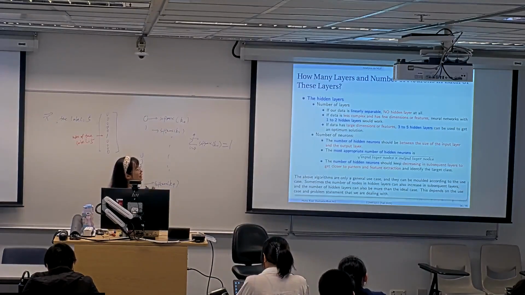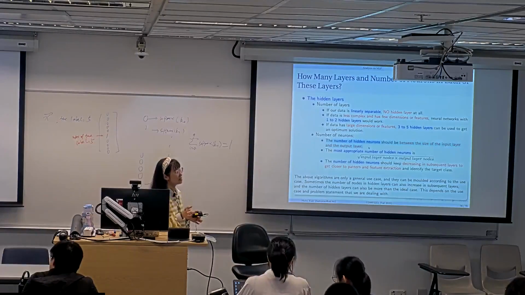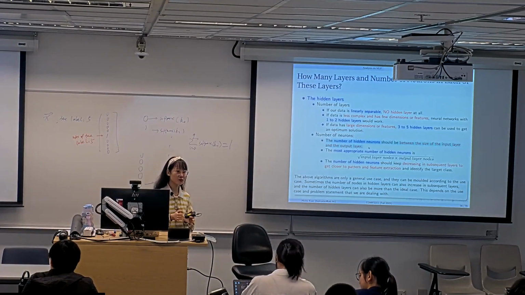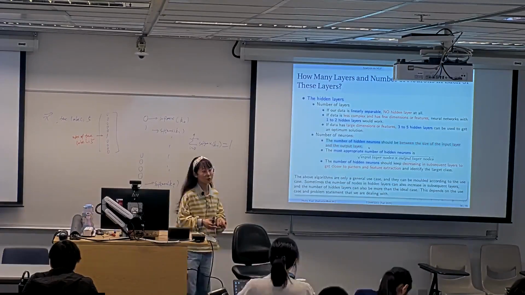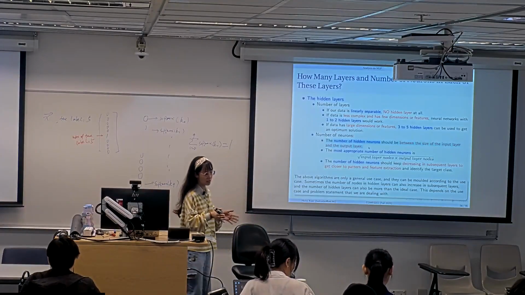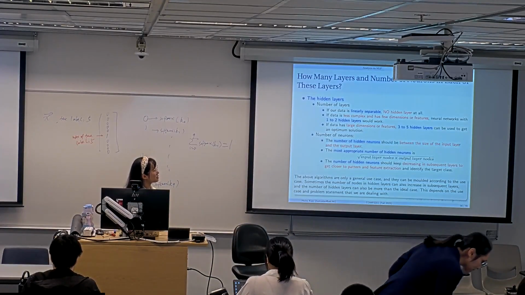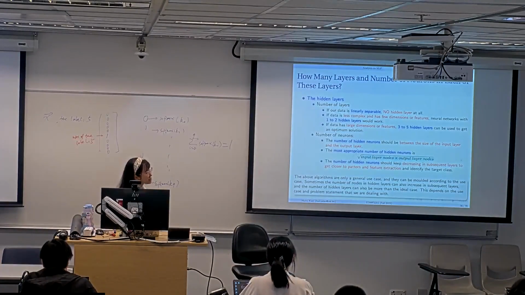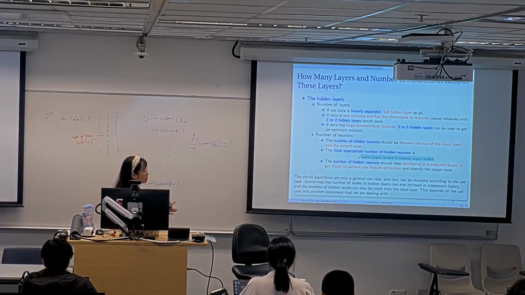And then let's look at the number of neurons. The number of neurons should be between the size of the input layer and the output layer. Like previously, we have 784 nodes in the input layer and 10 nodes in the output layer. So the hidden layer's number of neurons should be between these two numbers. And here is a rule of thumb. For the most appropriate number of hidden neurons, usually you can refer to this one: the square root of input layer nodes times output layer nodes. Just a rule of thumb.